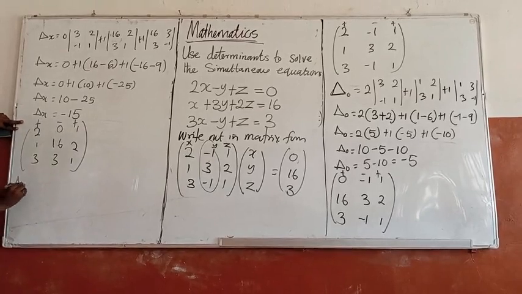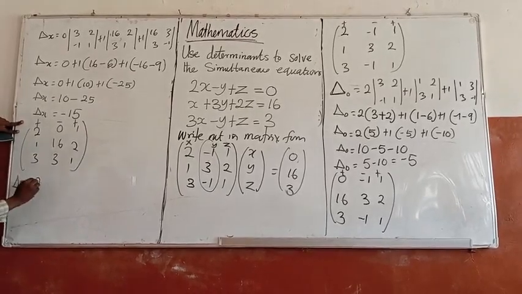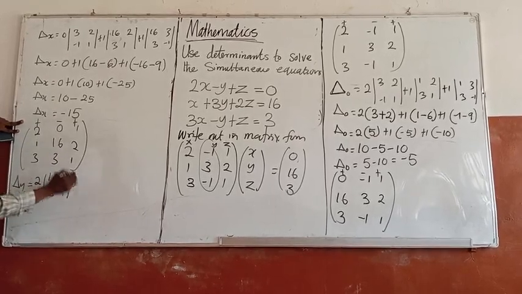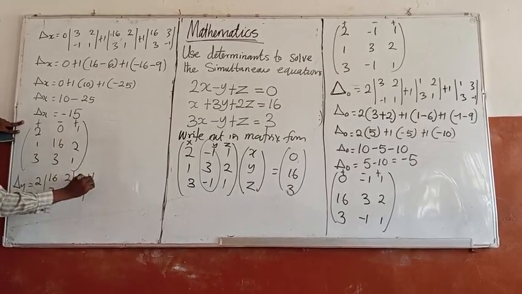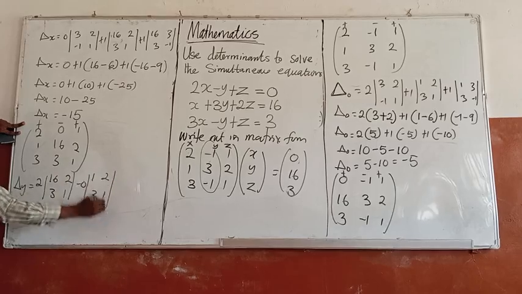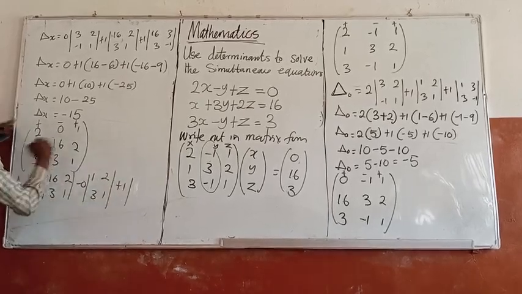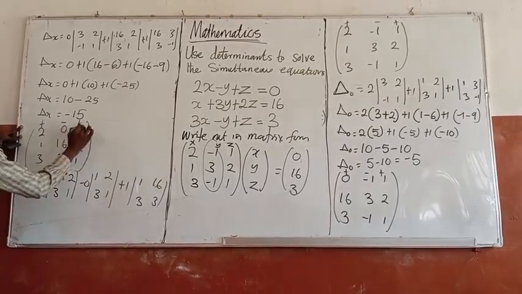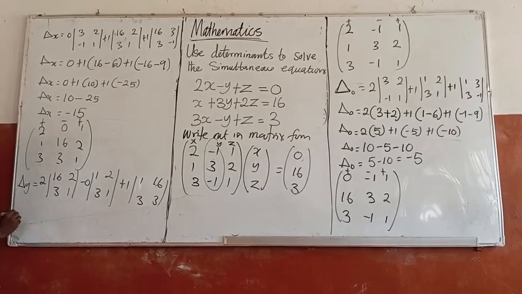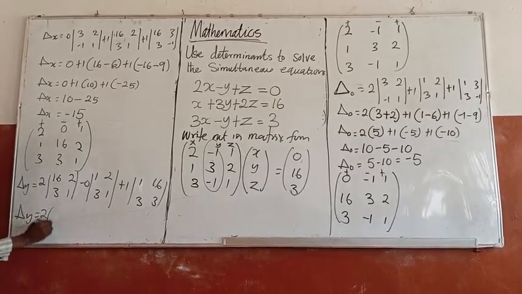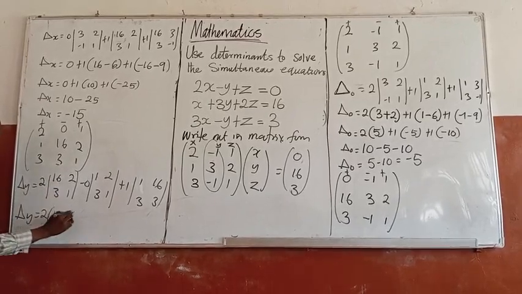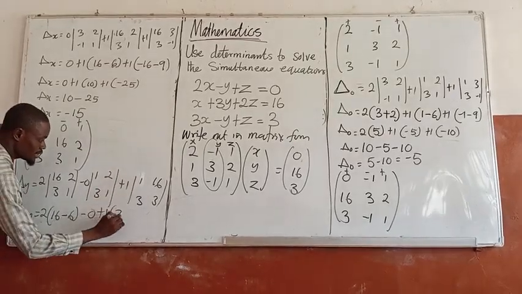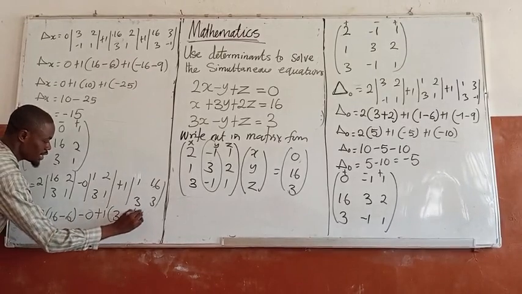Here we have delta y is equal to, here is 2. Cancel the column and row. We have 16, 2, and 3, and 1. Here is minus 0. Cancel the row and column. We have 1, 2, 3, 1. So then plus 1. Cancel the row and column. We have 1, 16, 3, 3. We have delta y is equal to 2 open bracket 16 times 1 is 16, minus 3 times 2 is 6, minus everything here is now 0, plus 1 open bracket 3 times 1 is 3, minus 3 times 16 is 48.